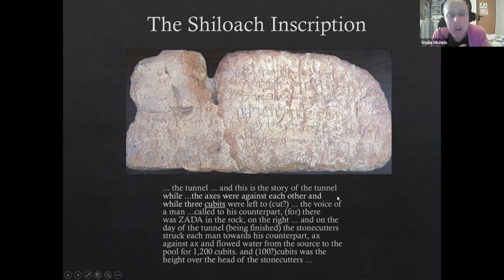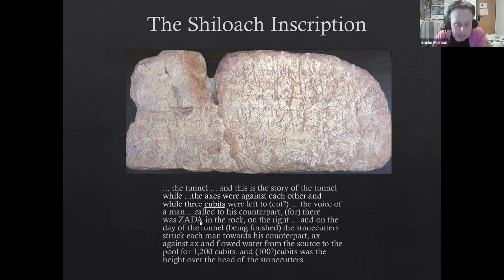While the axes were against each other, and while 3 cubits were left to cut, right? 3 cubits, shalosh amot, and an amma is about 1.5 feet. Okay, so about 4.5 feet, not very much. The voice of a man called to his counterpart. What's going on? How do you dig this tunnel very quickly? You start from 2 ends, right? And you meet in the middle. Why do you not miss each other?